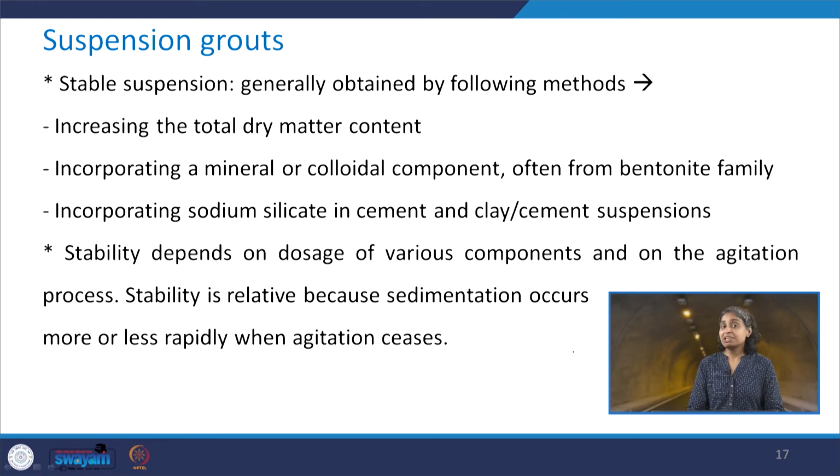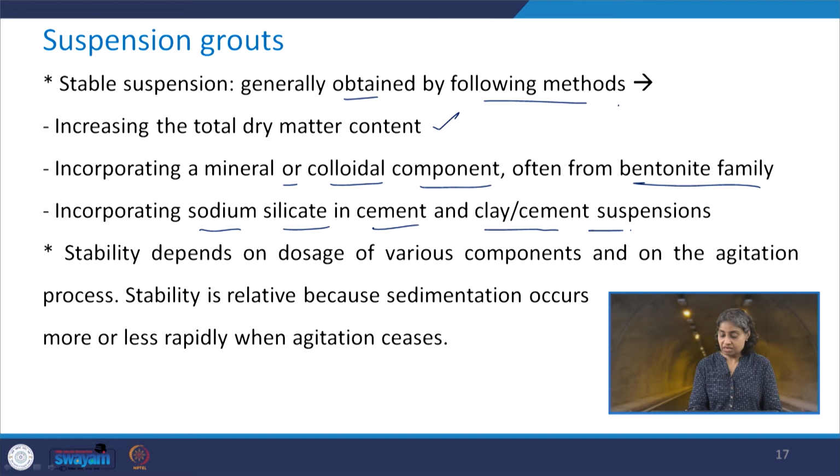As far as stable suspensions are concerned, these are generally obtained by the following methods. The first one is by increase in the total dry matter content, by incorporating a mineral or colloidal component which is often from the bentonite family. Then we can also achieve the stable suspension by incorporating sodium silicate in cement and clay or cement suspensions.